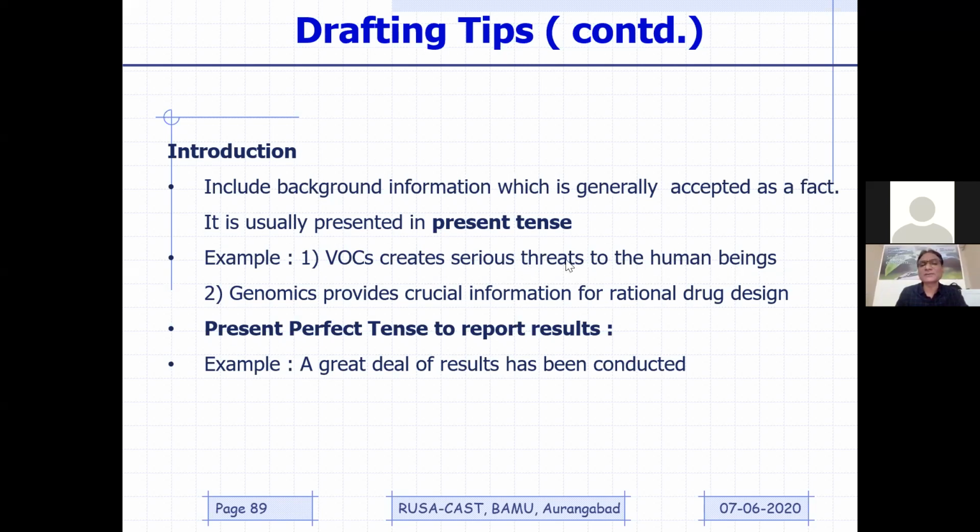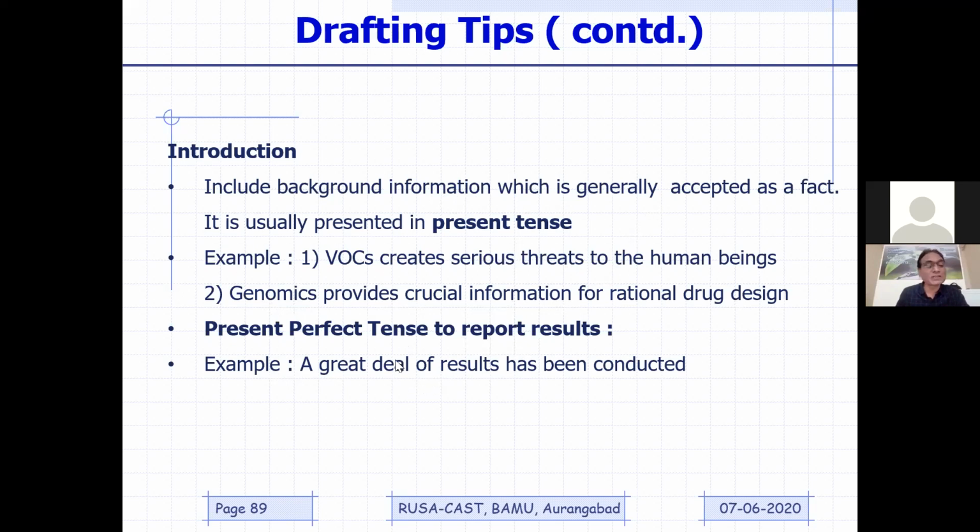Don't use past tense. Another example: genomics provides crucial information for rational drug design. So these are two examples of simple present tense, based on background information which is generally accepted as fact, right? Similarly, the present perfect tense reports the result.